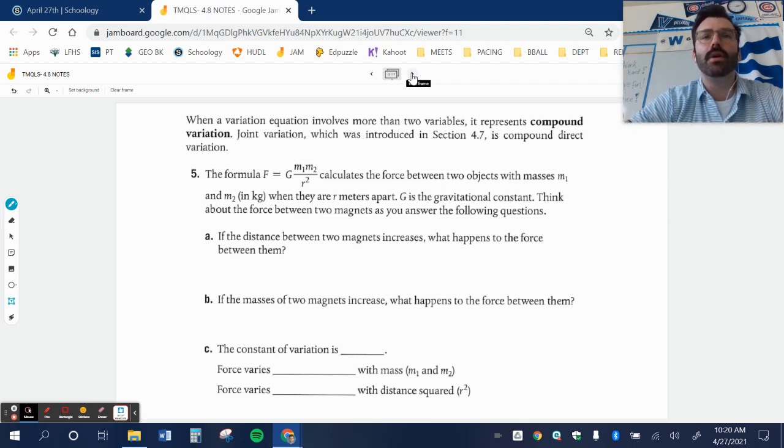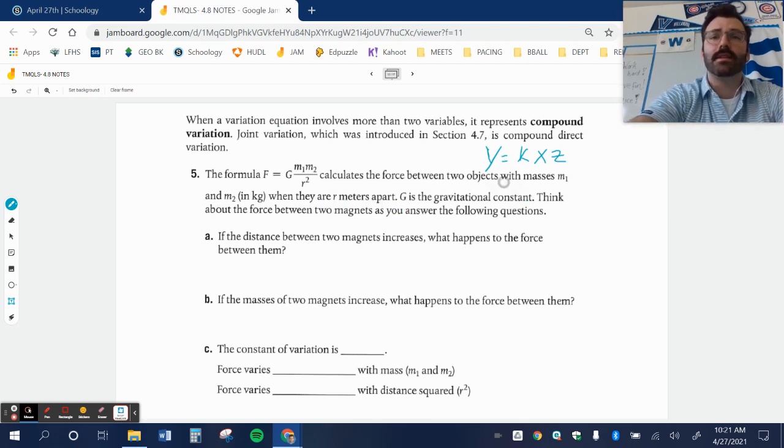When a variation equation involves more than two variables, it represents compound variation, which we kind of talked about in our last video. Joint variation, which was introduced in section 4.7, is compound direct variation. That just means y equals k x z, more than one variable. So the formula F equals G M1 M2 over R squared calculates the force between two objects with masses M1 and M2 in kilograms where they are R meters apart. G is our gravitational constant, our K value.